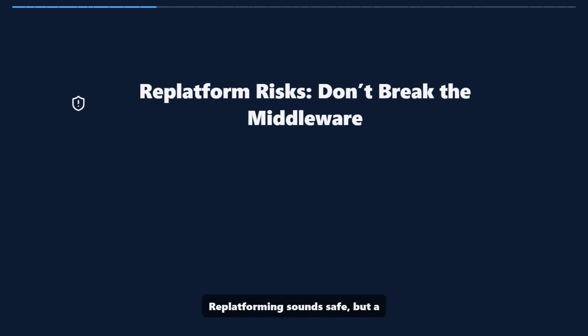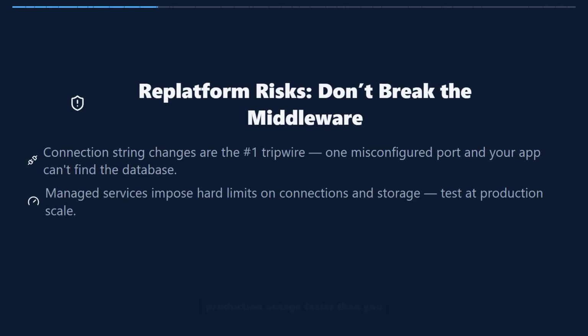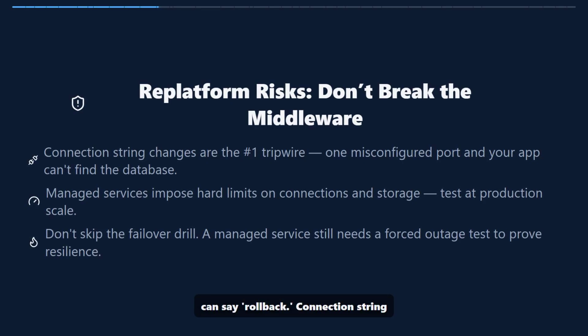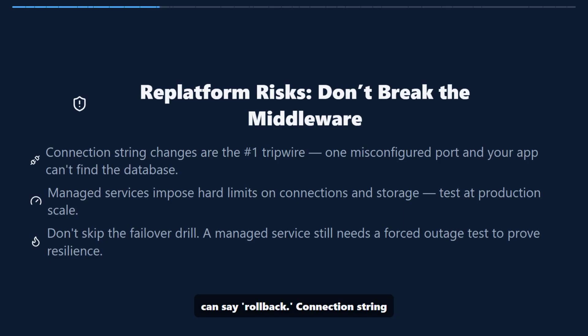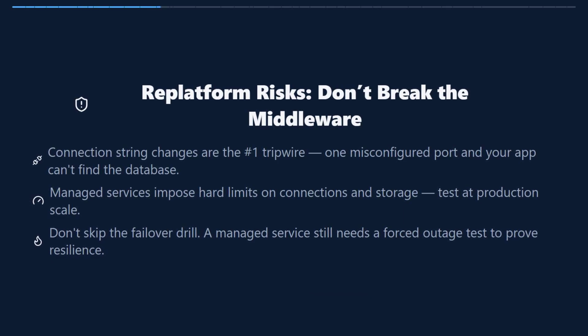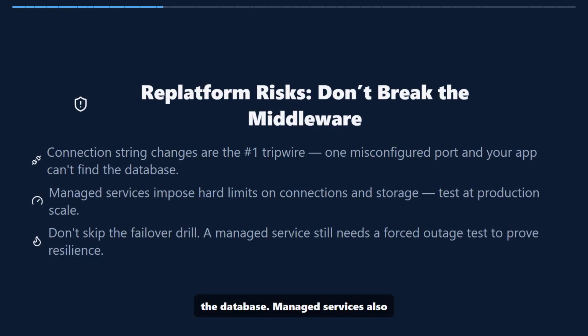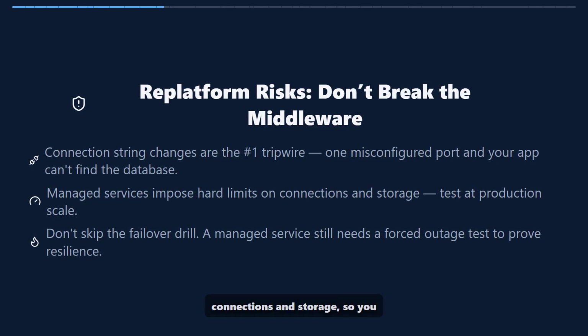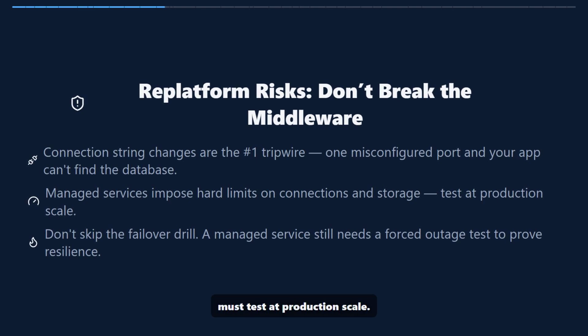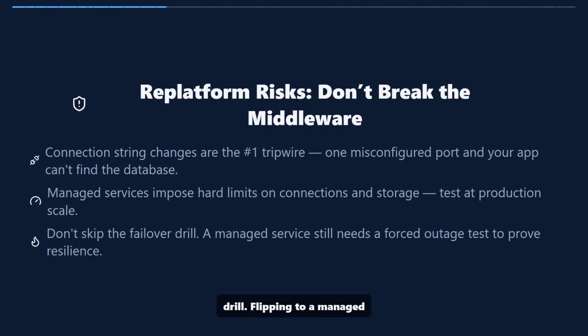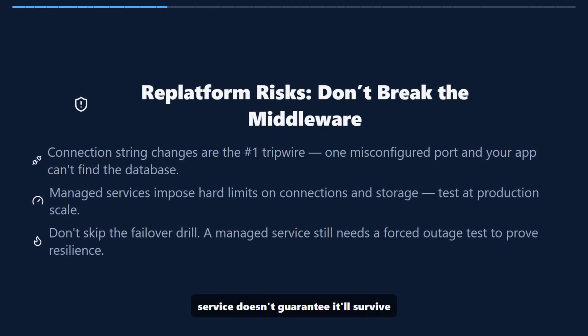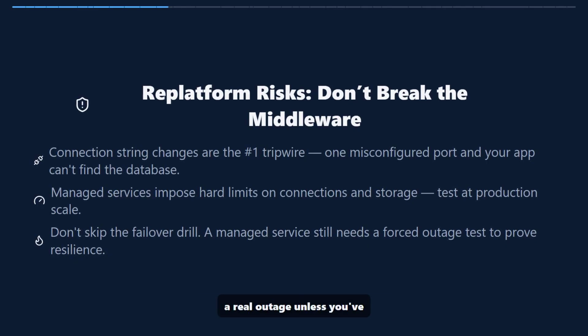Replatforming sounds safe, but a tiny oversight can cause a production outage faster than you can say rollback. Connection string changes are the #1 tripwire. One misconfigured port, and your app can't find the database. Managed services also come with hard limits on connections and storage, so you must test at production scale. And don't skip the failover drill. Flipping to a managed service doesn't guarantee it'll survive a real outage unless you forced one on purpose.